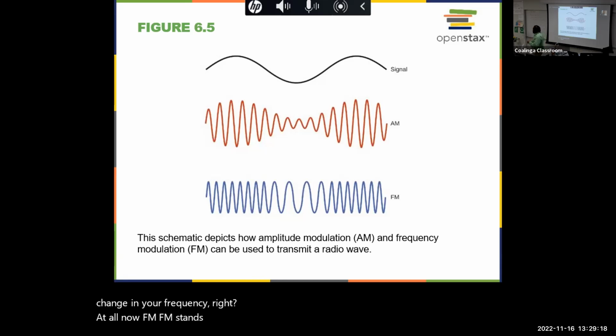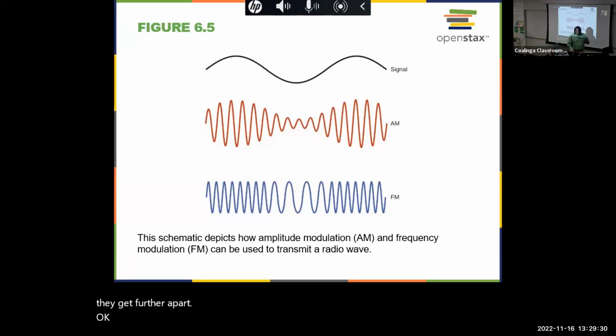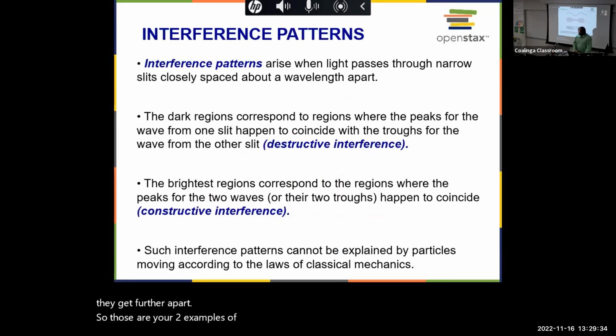So in other words, in that case, higher frequency. Closer together, they get further apart. Closer together, they get further apart. So those are your two examples of your radio waves, right? We're familiar.